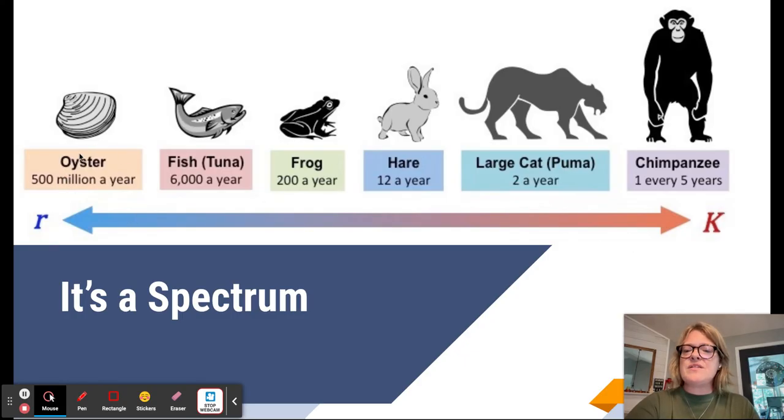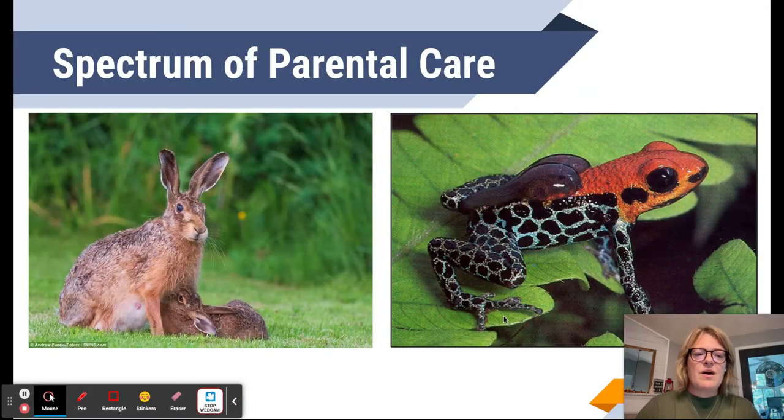So you can have things like an oyster that has no parental contact versus a chimpanzee. These oysters can potentially have 5 million offspring in a year, where a chimpanzee has one offspring every 5 years. And then you've got things even in between, where a frog might have 200 offspring a year and a rabbit will have 12 offspring a year. So, again, this is a spectrum, and there's sort of some gray area in the middle.